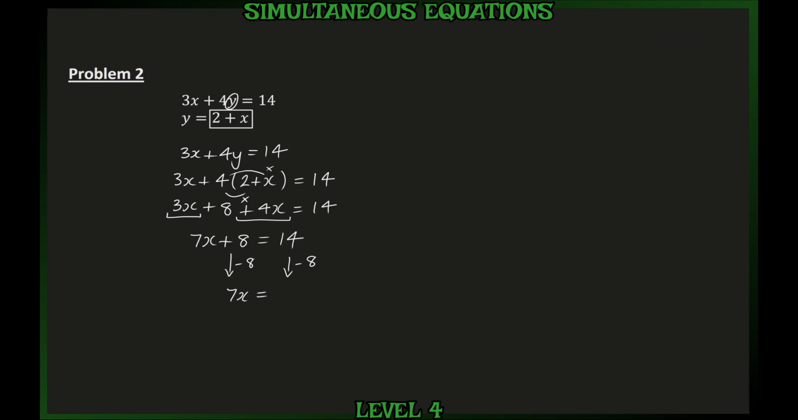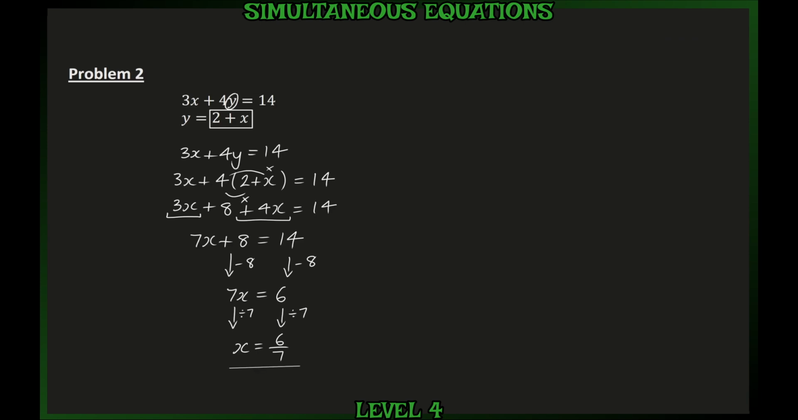And on the right, 14 minus 8 is 6. Finally, we can remove the times 7 from in front of the x, and we can do this by dividing by 7 and doing the same on the right. And on the left, the times 7 and the divide by 7 cancel out to leave us with x. And on the right, 6 divided by 7 can just be written as 6 over 7, or 6 sevenths. So x is equal to 6 over 7.